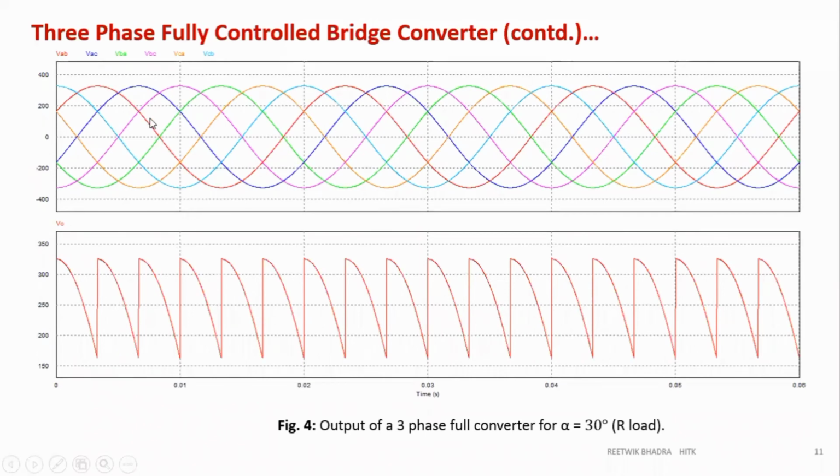In the book they have given the complete waveform for you in one figure. I'll give you that in the next lectures. In one slide I'll try to compare those according to the books, but this is my simulation, which I have done to show you in a better manner. So this is the output of the full converter for alpha equal to 30 degree for R load.